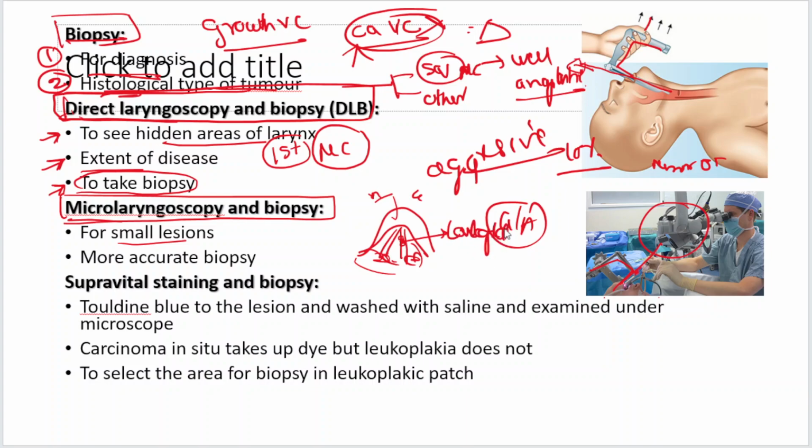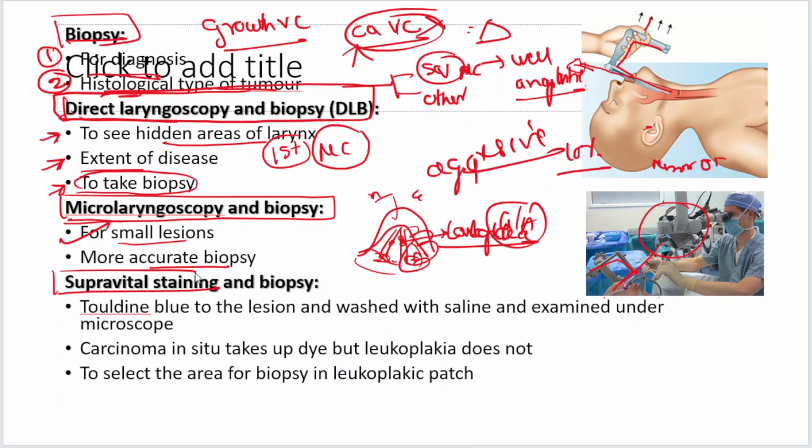When you have such a doubt, the lesion is so small that the patient will be moving in a direct laryngoscopy and biopsy. If the growth is quite big, you can take it, but if the growth is quite small, you will have to take up the patient for microlaryngoscopy. You can have a more accurate assessment, and you can take a more accurate biopsy with microlaryngoscopy.